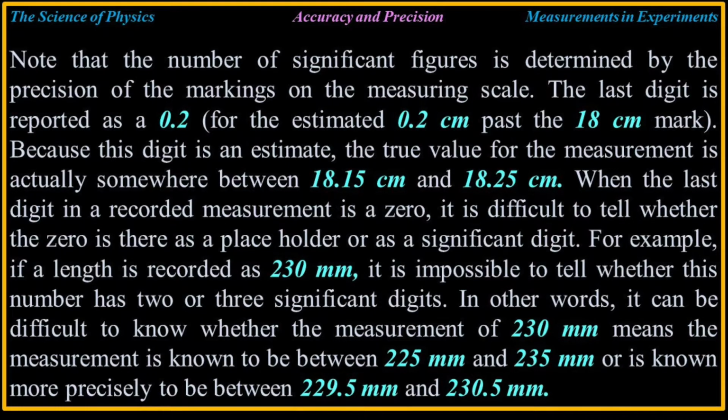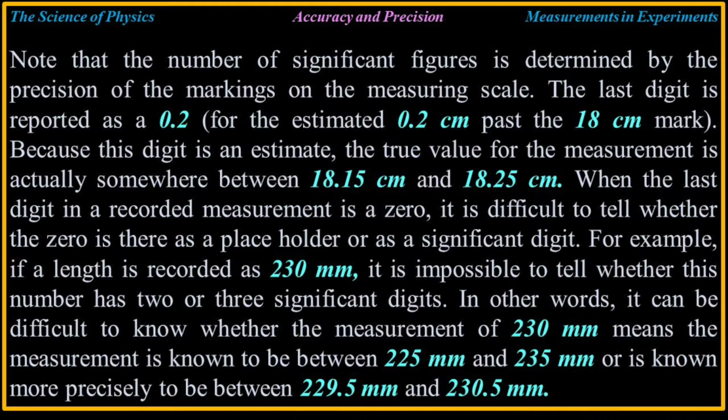Note that the number of significant figures is determined by the precision of the markings on the measuring scale. The last digit is reported as 0.2 for the estimated 0.2 centimeters past the 18 centimeter mark. Because this digit is an estimate, the true value for the measurement is actually somewhere between 18.15 centimeters and 18.25 centimeters.